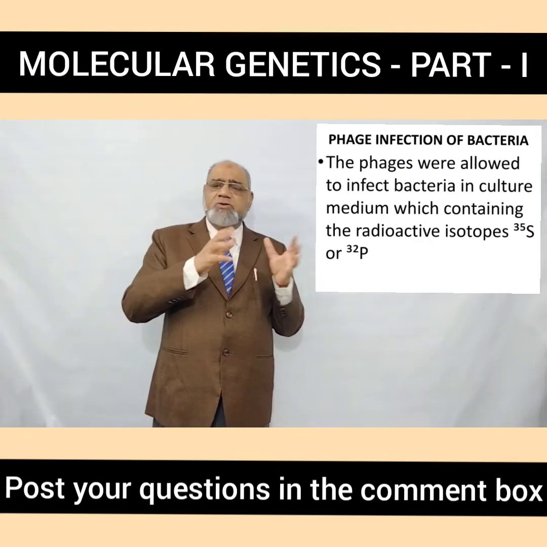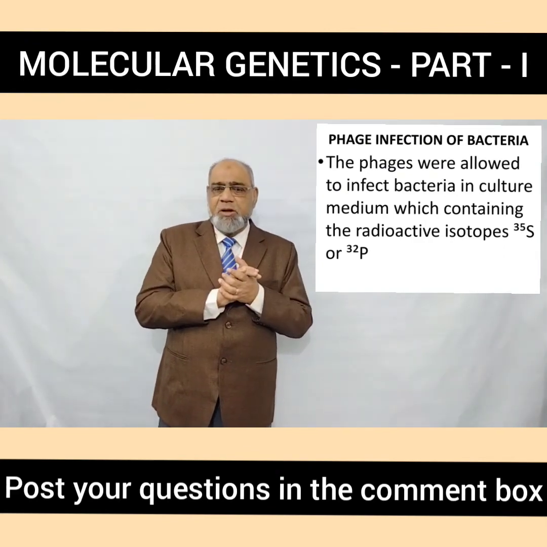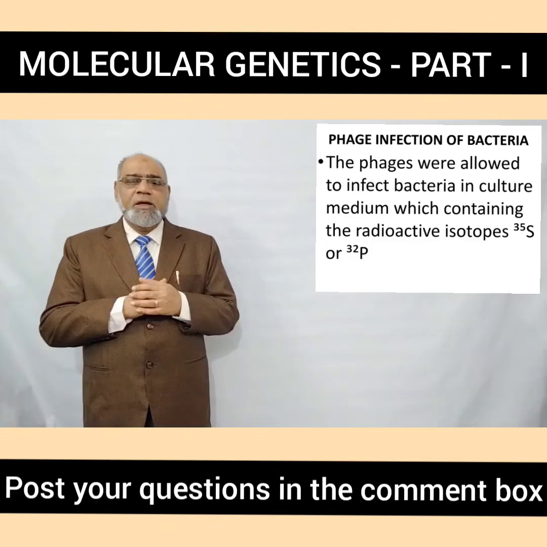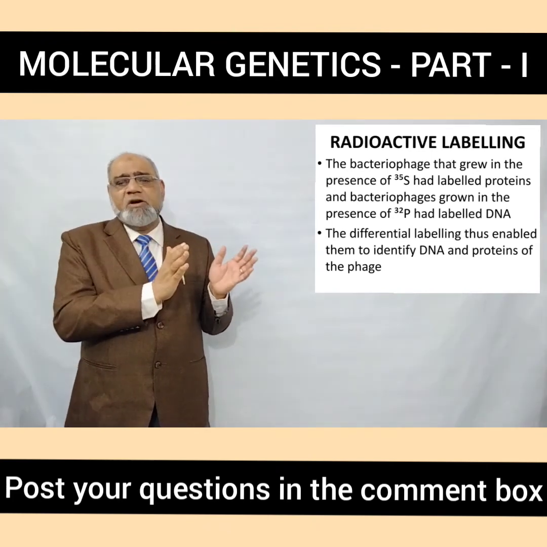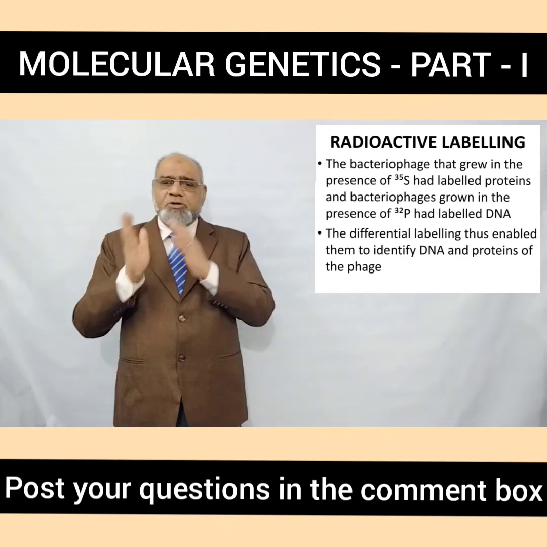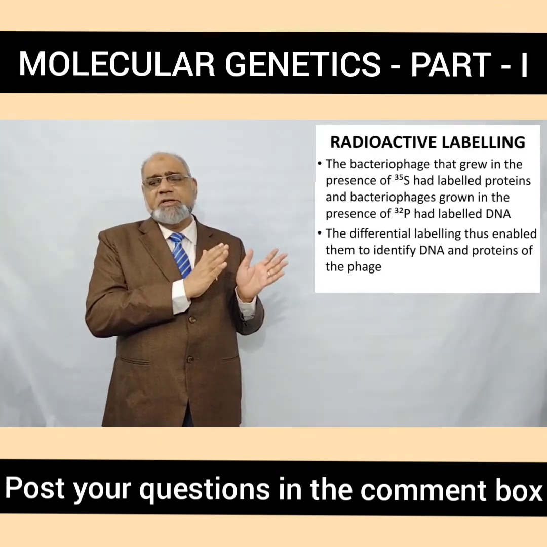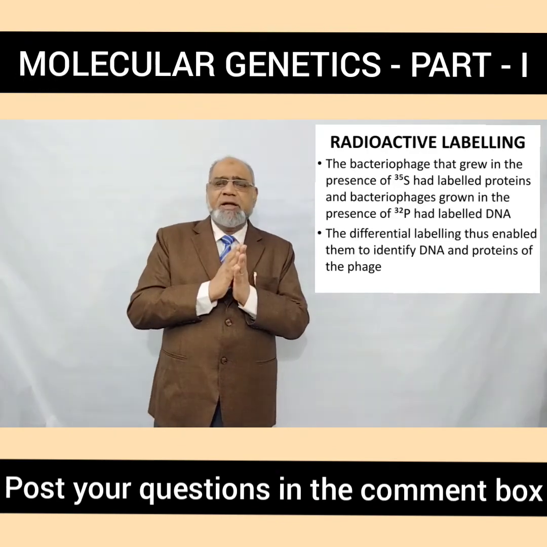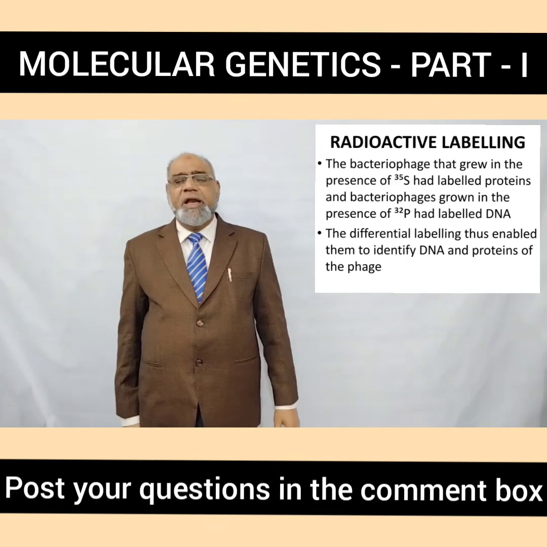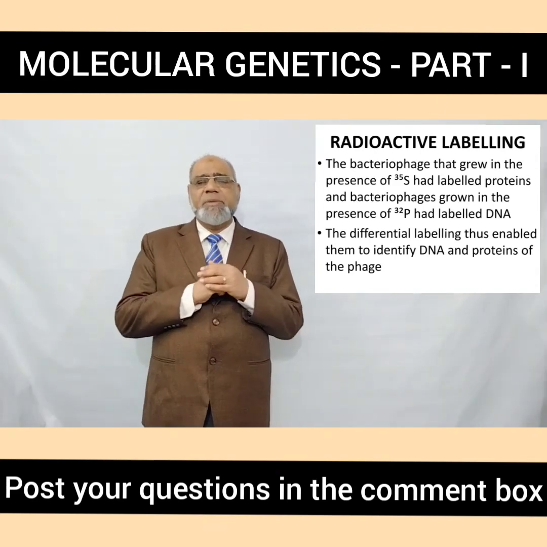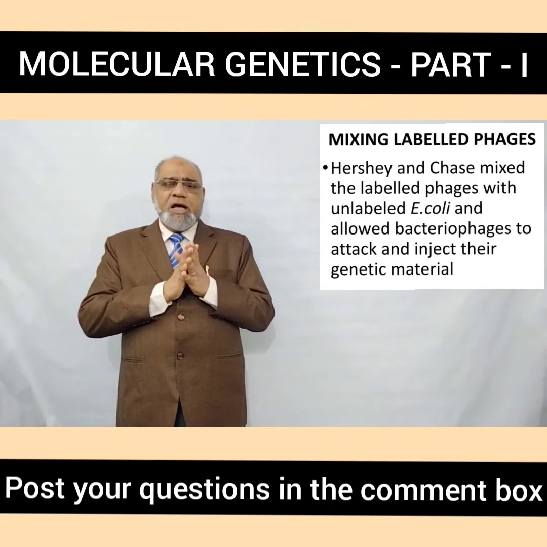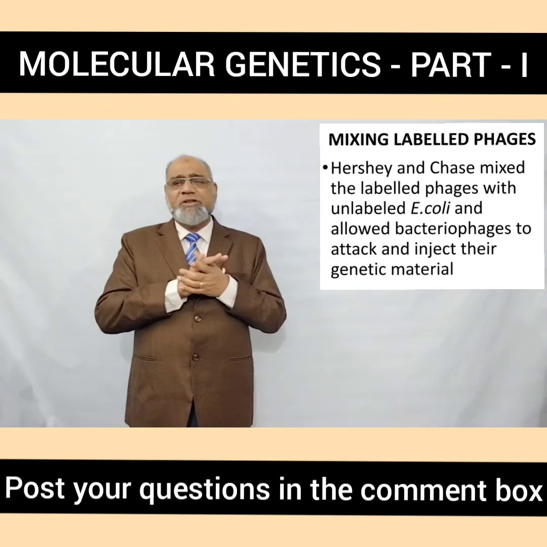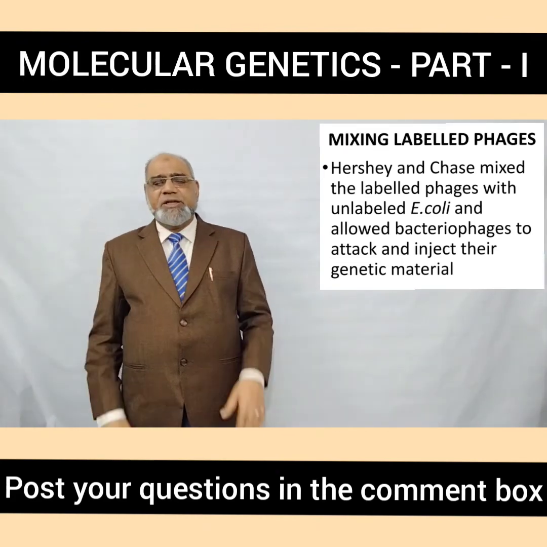So the phages were allowed to infect the bacteria in a culture medium containing the radioactive isotopes S35 or P32. So the bacteriophage that grew in the presence of S35 had labeled proteins, and the bacteriophages grown in the presence of P32 had labeled DNA. So the differential labeling thus enables them to identify DNA and not the proteins as the genetic material. Mixing labeled phages: Hershey and Chase mixed the labeled phages with unlabeled E. coli and allowed the bacteriophages to attack and inject their genetic material.